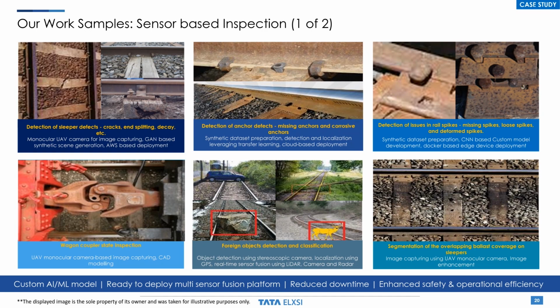The first one on the top left on the screen is the detection of various defects in cross ties made up of wood and concrete. The breakages, the splitting, and decay were detected using camera images from a drone. We used GAN-based synthetic data generation to create a large variety of training images for training the high-performance AI/ML models.